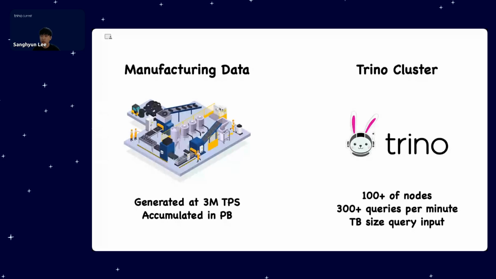The data platform I will cover today is a large-scale Trino cluster serving manufacturing data. Data is generated at 3 million TPS, and the accumulated data size is in petabytes. The Trino cluster has hundreds of nodes, and the cluster executes over 300 queries per minute. And a single query reads terabytes of data on average.